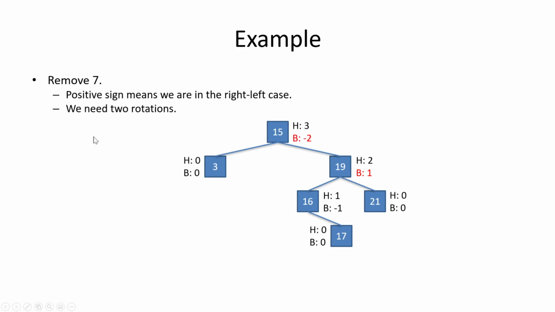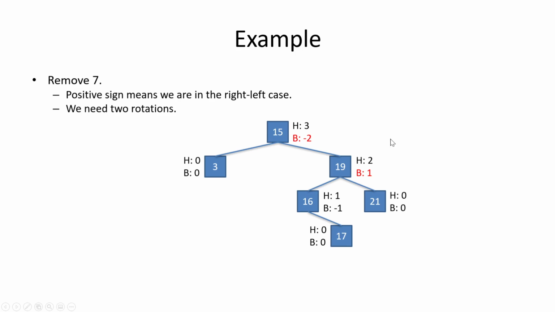Okay. That means we need 2 rotations. What rotations? Well, hopefully we remember. Well, we want to get this into a right case so we can fix it with a left rotation on the 15. The only way to do that is to fix this left heavy thing and make it a right heavy thing. And we'll do that with a rotate right. So we're going to fix this left first by doing a right, and then we'll fix this right by doing a left.